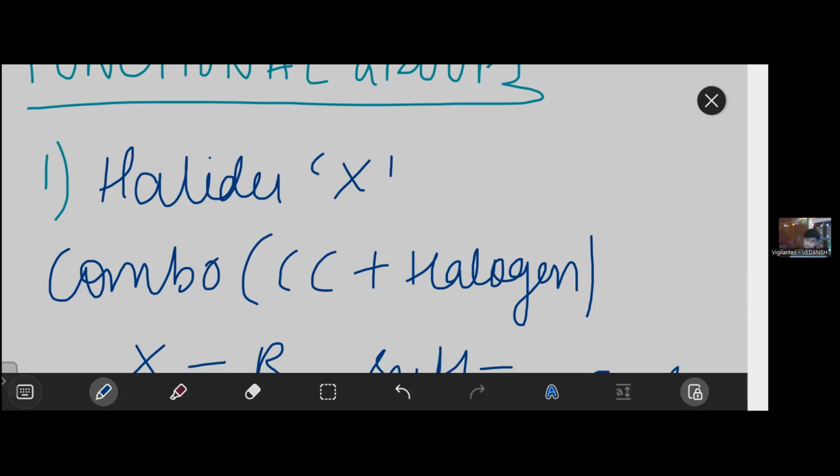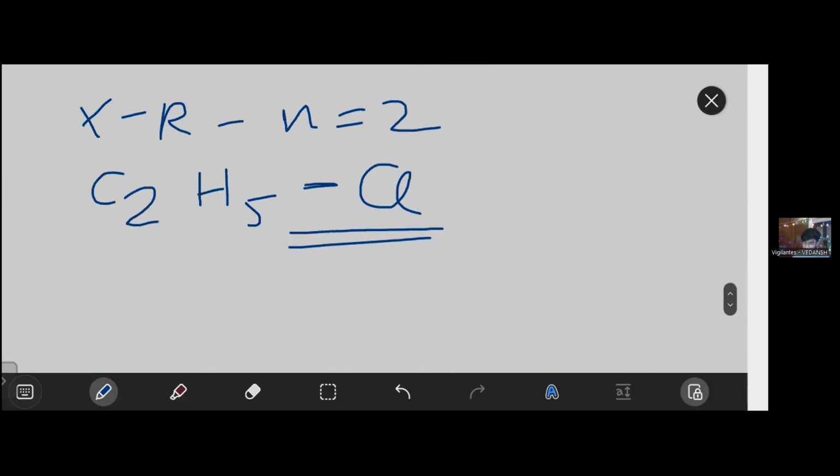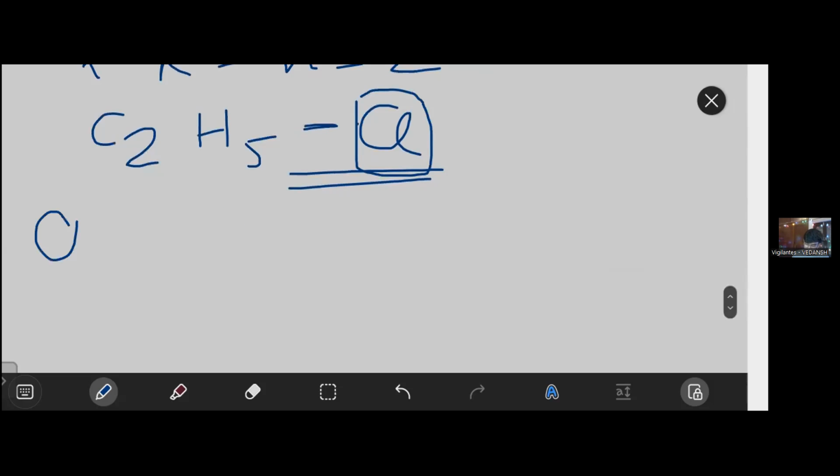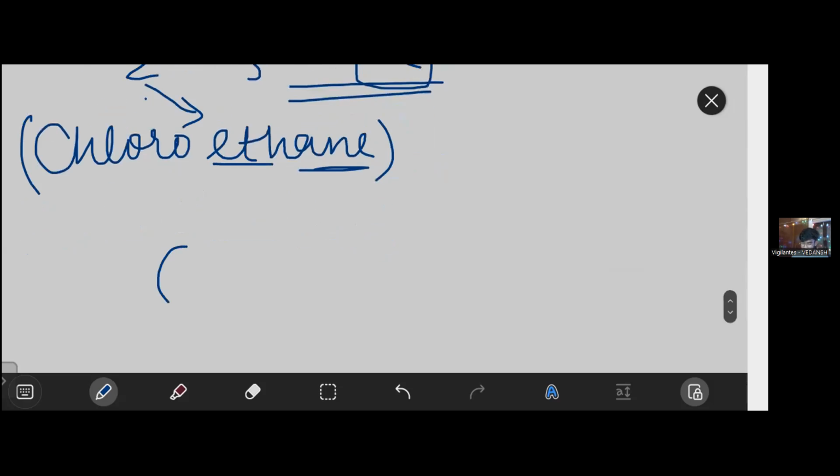Okay? Now here we have C2H5Cl. Which halogen did I take here? I took Cl. So what will it become? Chloroethane. Okay, chloro, eth because 2 carbons, then it said that we have to add the suffix ane no matter what, so I got chloroethane as my compound. So this is chloroethane. It would look something like this.